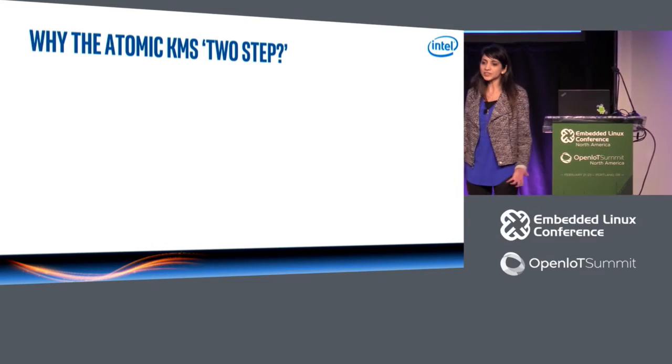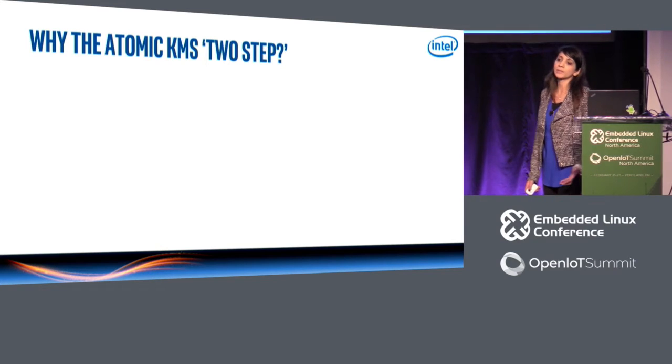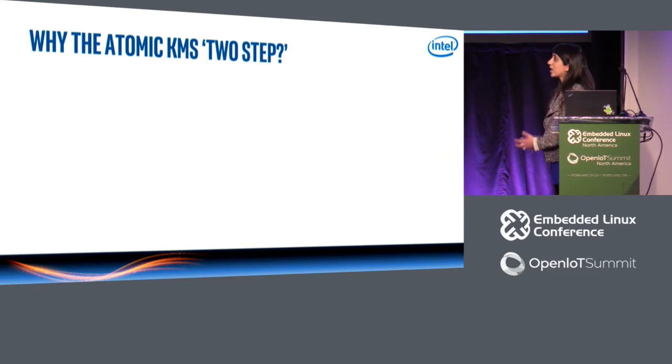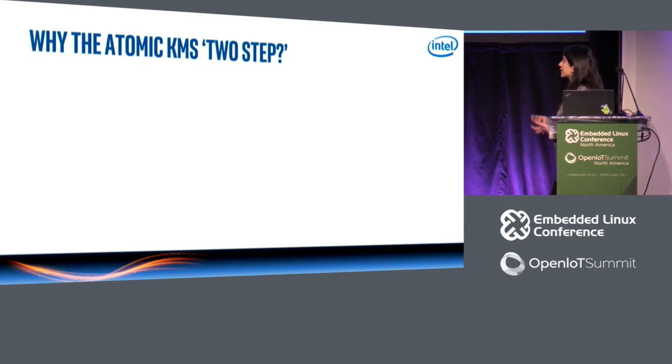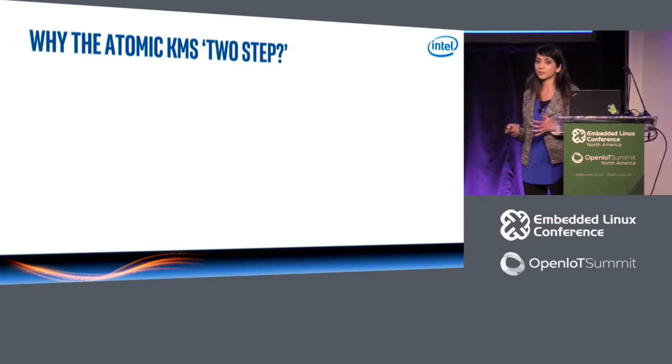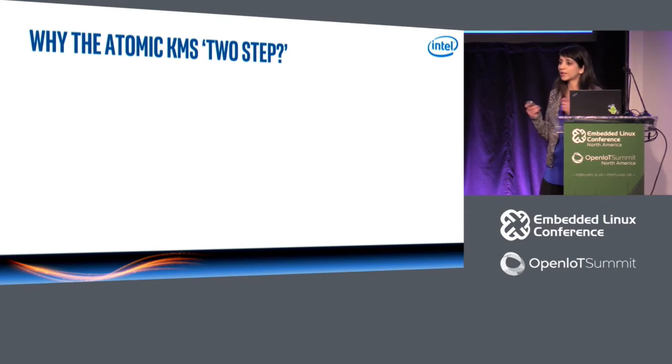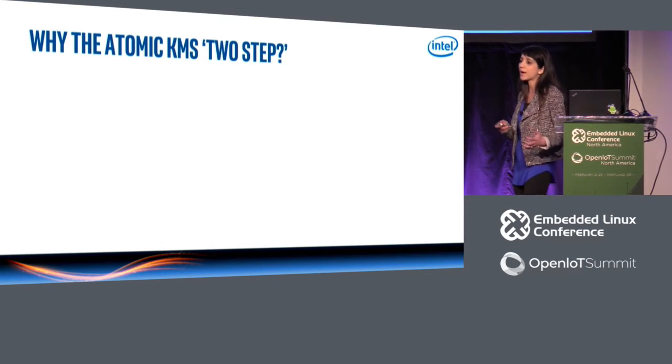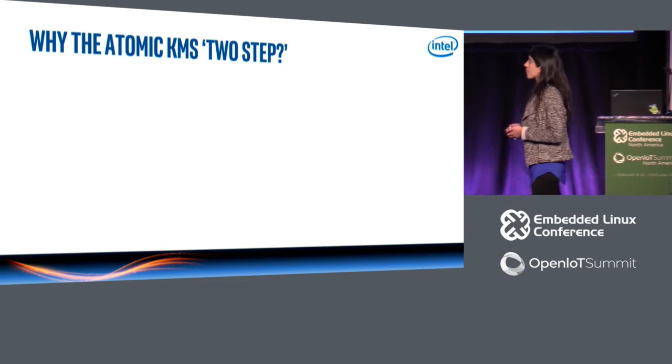So why is it really atomic? What is atomic KMS? And I call it the two-step. This was another concept which took me a while to understand and join the dots and see how it really mapped to that kernel mode setting.